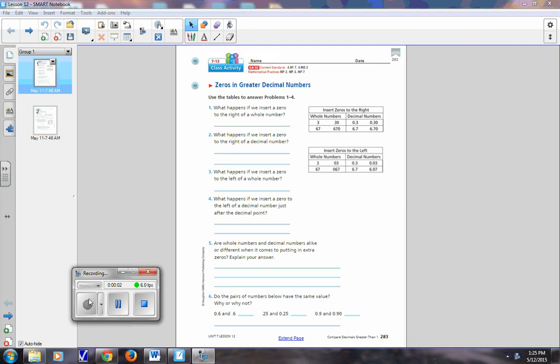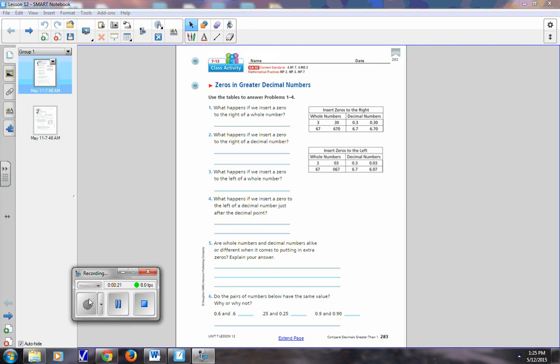Okay, so this is lesson 12, and we are going to be talking about zeros and what they mean in some of the bigger numbers today. So let's look at number 1. It says, what happens if we insert a 0 to the right of a whole number?